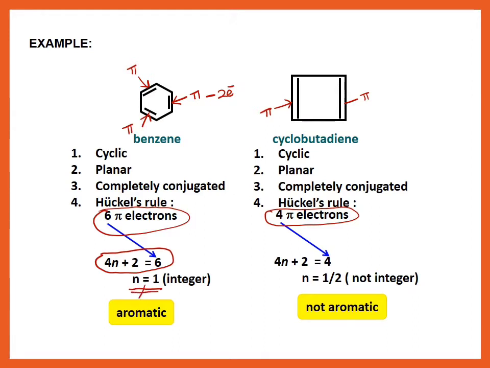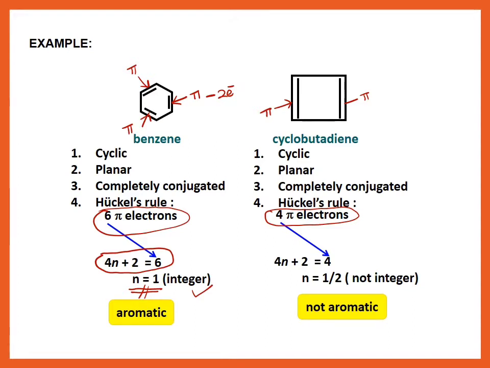If you get n as an integer, it means the value of n should be a whole number. Kalau you dapat dalam bentuk perpuluhan atau pecahan, so itu tidak menepati Huckel's rule. Okay, so n mesti integer, maksudnya dia mesti nilai nombor lah 1, 2, 3, 4, 5. You tak boleh dapat perpuluhan atau pecahan. So it means this benzene ring satisfies Huckel's rule because the value of n is 1.